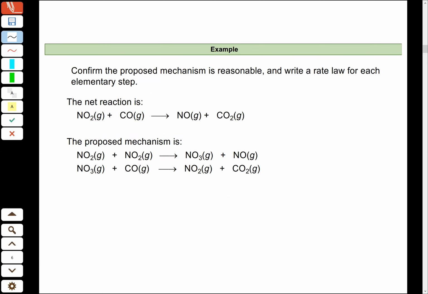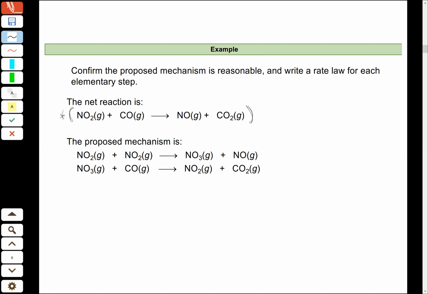So another component I want to introduce here is the idea of confirming a proposed mechanism and stating that it's reasonable. When we have an overall reaction, we usually know what we start with and the products that form. And we are often proposing a mechanism rather than knowing what it is. And so if I was studying an overall reaction, I might propose several mechanisms. This would be the more creative side of kinetic studies, where you come up with all of the different ways you think these molecules could collide to form your products.